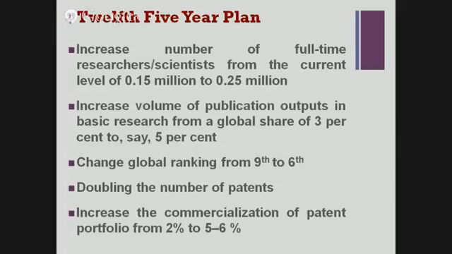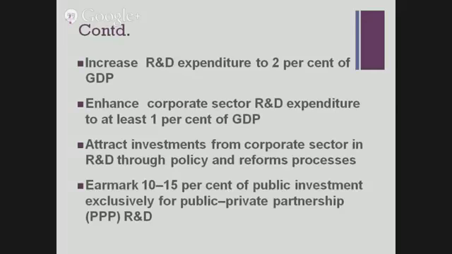There is also a target fixed for doubling the number of patents produced by the country, and the commercialization of patents, which is at present low at 2%, needs to be increased to at least 6%. The Government of India at present spends almost less than 1% of its gross domestic product on research. So by the end of the 12th Five-Year Plan, it has been envisaged that the expenditure on R&D will be raised to 2%. And the private share, which is low at 40 or 50%, needs to be 50%, that is 1% of GDP will be spent by the private sector, and out of the total funds, 10 to 15% will be kept for public-private partnership to give impetus to research in the country.